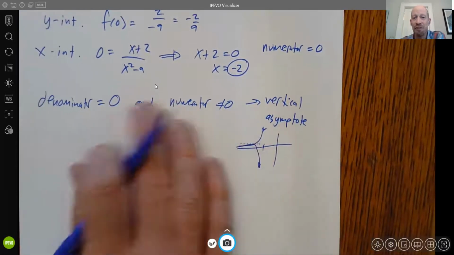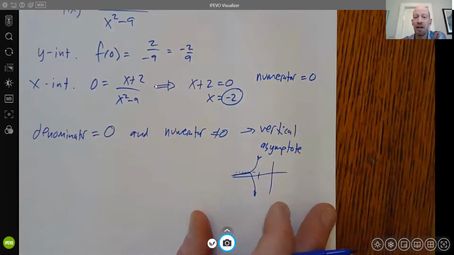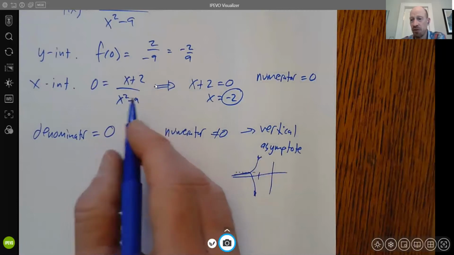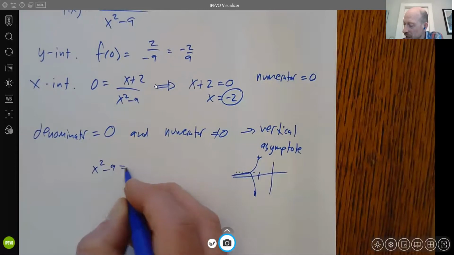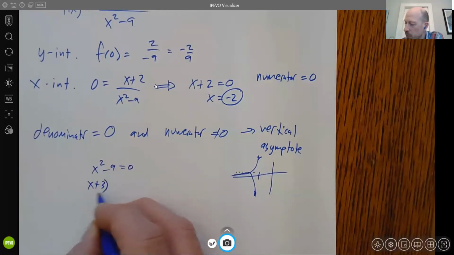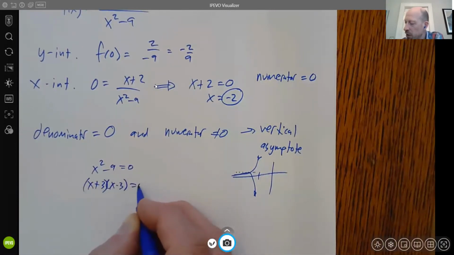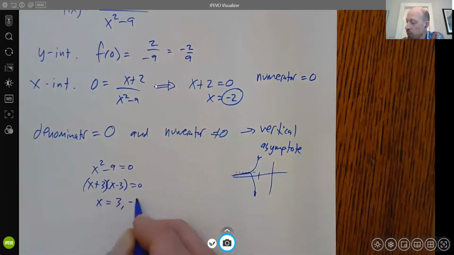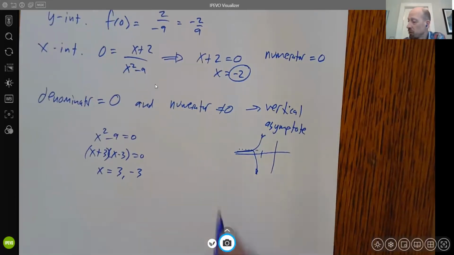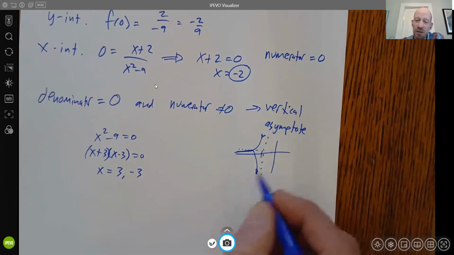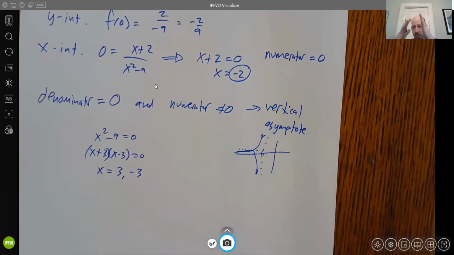So we identify the vertical asymptotes by looking at where the denominator is equal to 0. In this case, that's going to be where x squared minus 9 equals 0, right? (x plus 3)(x minus 3) equals 0. So x equals 3 and minus 3. At those two values, I'm going to have a vertical asymptote, which means the function is going to blow up at that value. And again, we don't know yet which way it blows up, right? Each side is kind of independent of each other.